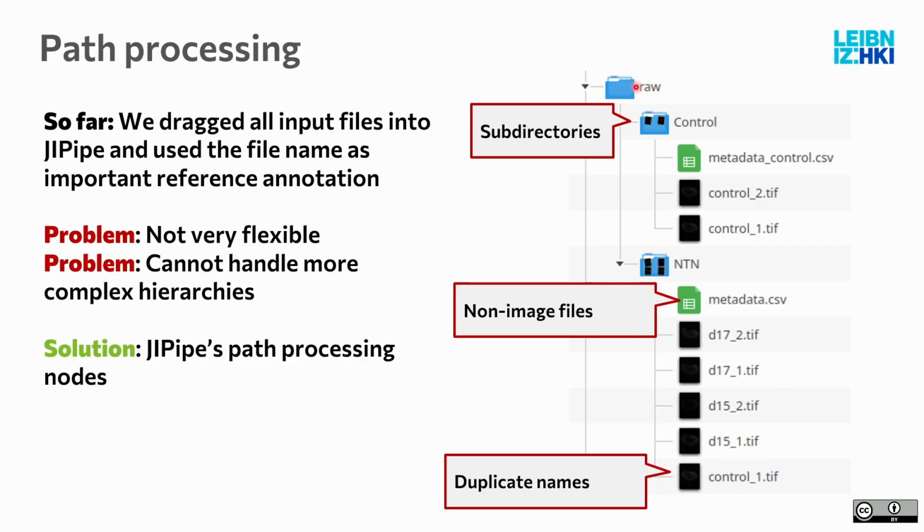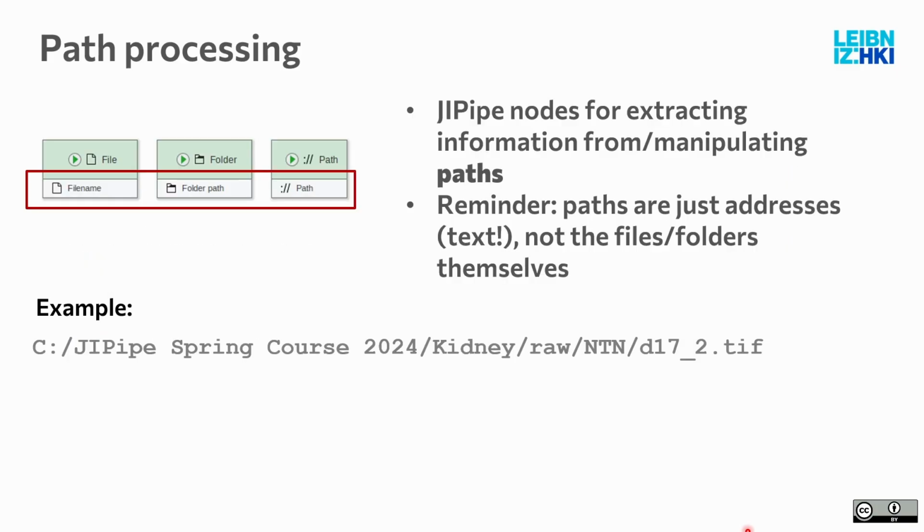Like, okay, you have a directory, and then you have a subfolder with control, and then TIFFs in here. And then the other subfolder encodes another condition. And JIPipe provides you the tools to really handle those. Even here, when you have duplicate names in the directories, absolutely fine. You can handle this. And JIPipe has for this so-called path processing nodes.